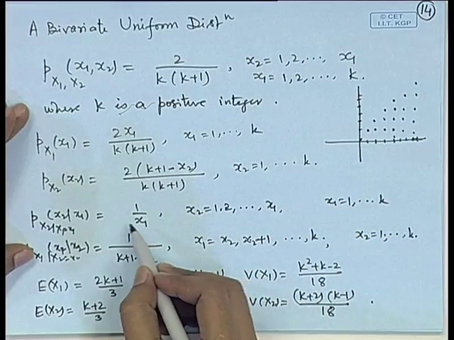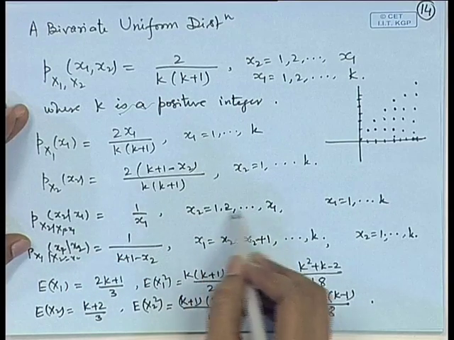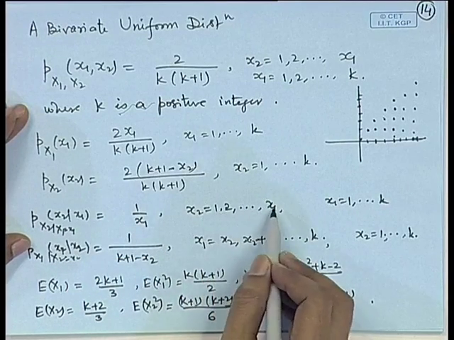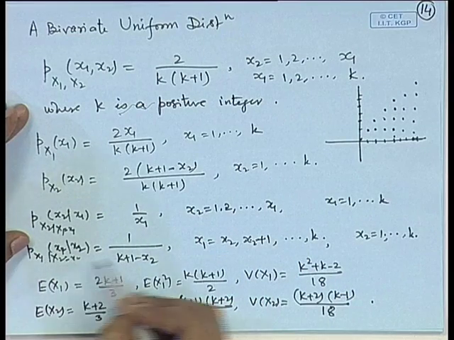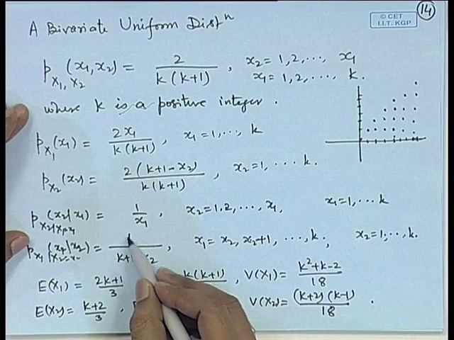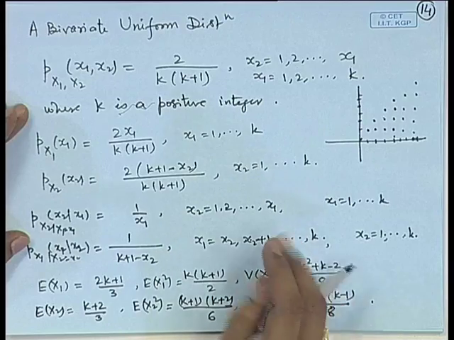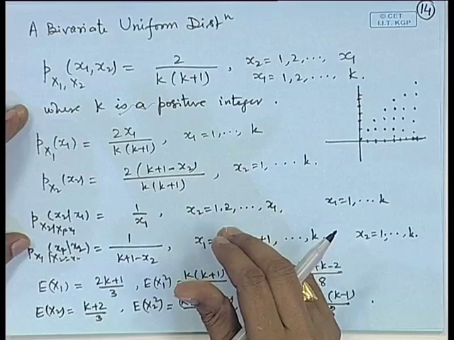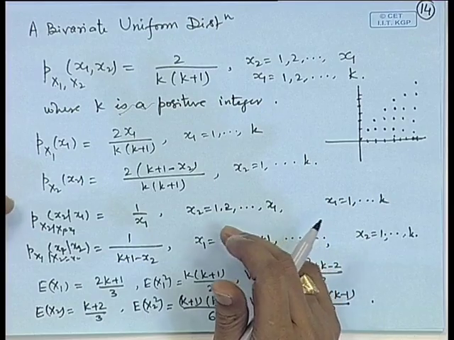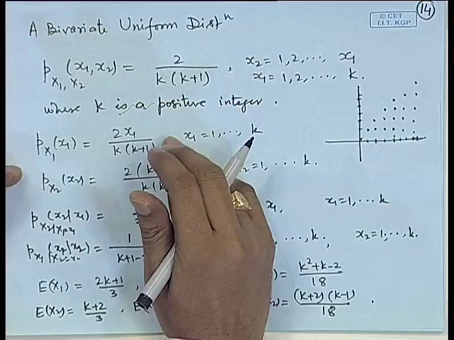An important thing to notice here is that the conditional distribution of x2 given x1 is a discrete uniform distribution on 1 up to x1. Similarly, the conditional distribution of x1 given x2 is a discrete uniform distribution, 1 by (k plus 1 minus x2), ranging from x2 to k. So, this generalization of a discrete uniform distribution to two dimensions has conditional distributions that are discrete uniforms, but the marginals are not uniform.